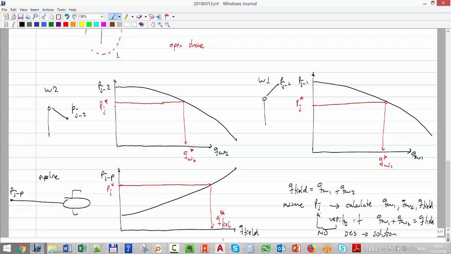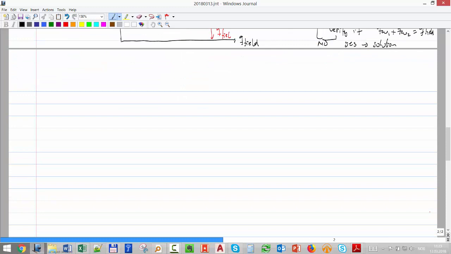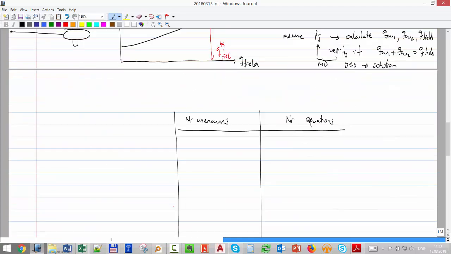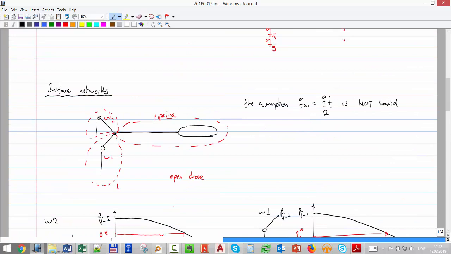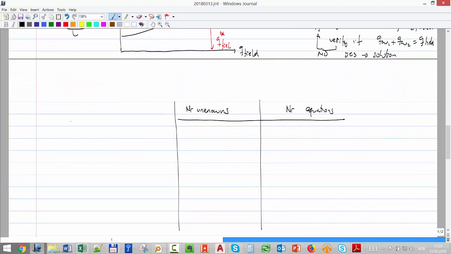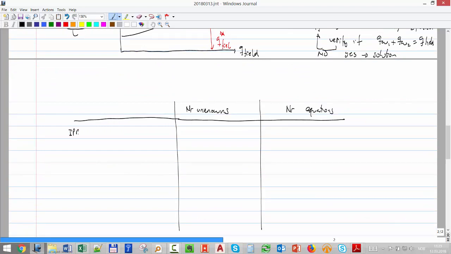Is that clear? So if we are going to do it analytically, let's make again that box where we had the system. We have the number of unknowns and the number of equations. Let's start from the reservoir all the way to the separator. What equations do we have here? We have the IPR.